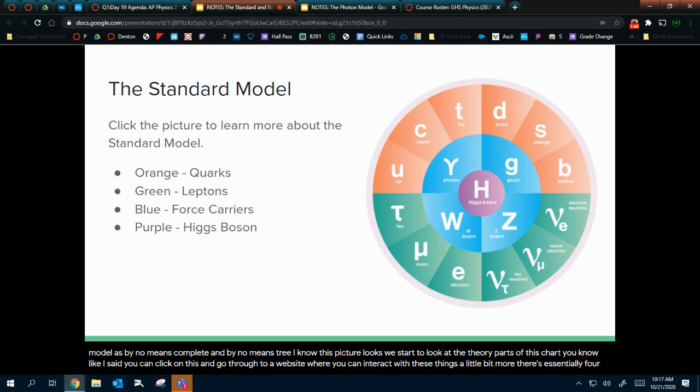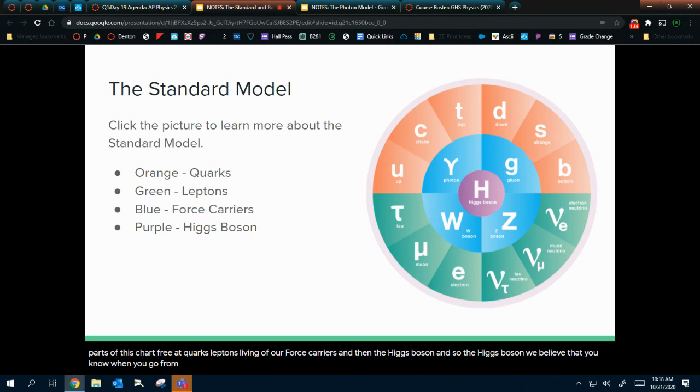There are essentially four parts of this chart. We've got quarks, leptons, then we have our force carriers, and then the Higgs boson. We believe that when you go from energy to matter, the Higgs boson is the first thing that's formed out of this energy. Basically, you get enough energy in one spot for whatever reason, then the Higgs boson is formed, and as it decays, it creates other things like electrons and protons and all that. So you'll notice the electron is right here on our chart.